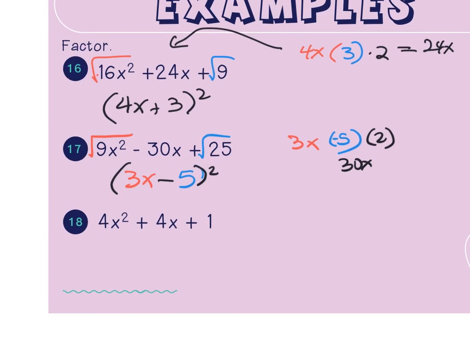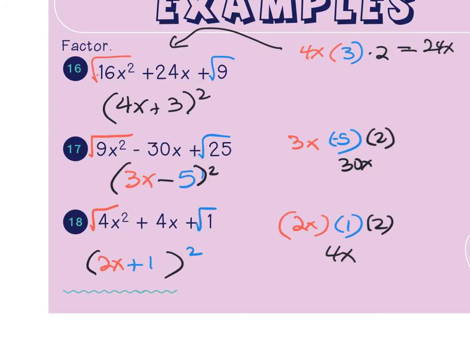Next one, let's do our check. Square root, square root. Square root of 4x squared is 2x. Square root of 1 is 1. Double it, and it does give me the middle. So again, it is a perfect square trinomial. 2x plus 1 squared. Now, it doesn't always work. That's why you have to check that when you square root it, you do get the middle term. Because if you don't, then it's not a perfect square trinomial. Let's try the next one.